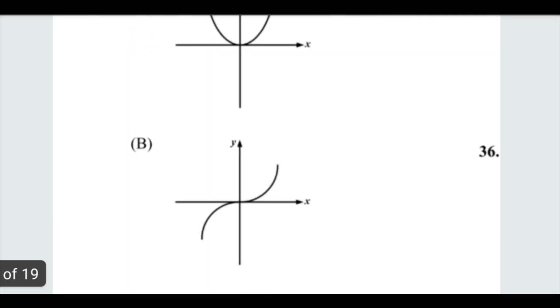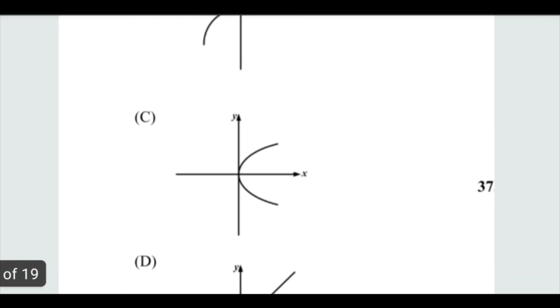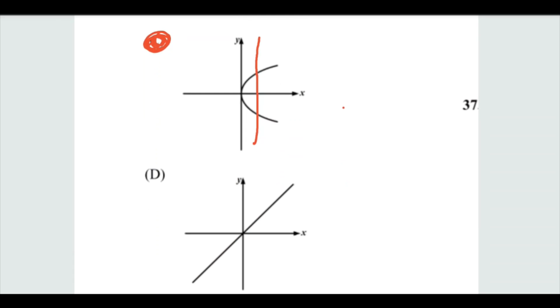Let's go down and continue. This one also represents a function. If you continue drawing up, you'll just touch one part. And what about this one? If you draw straight up, you will pass through more than one point of the graph. So C does not represent a function. And this one, if you draw straight up, you will just pass through one, right? So the answer there is C.